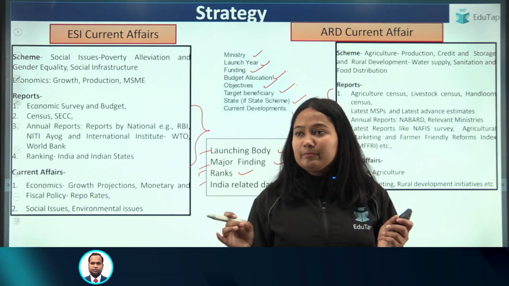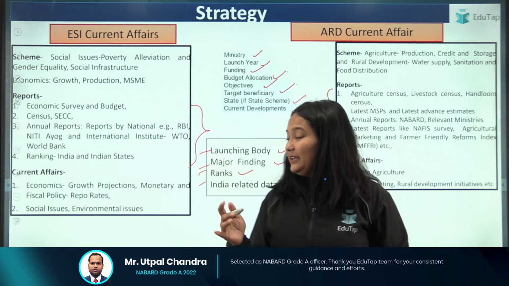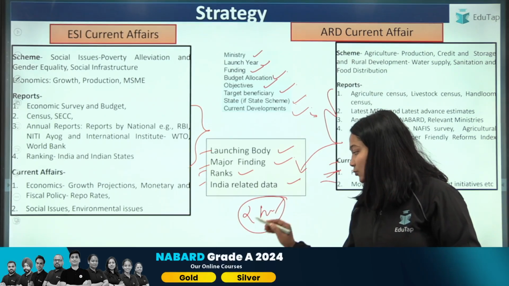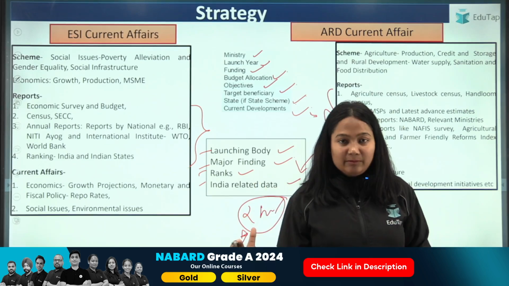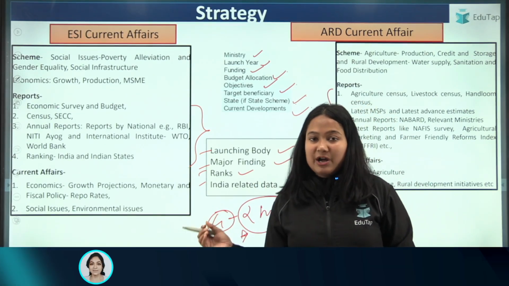And if you talk about how many hours you should cover current affairs, ideally go for 2 hours per day. Okay, so 2 hours per day you can do, but if you feel like 2 hours are not sufficient or if you have more time, then yes, you can very much extend it to 4 hours also. Okay, but 2 hours you should try to do.